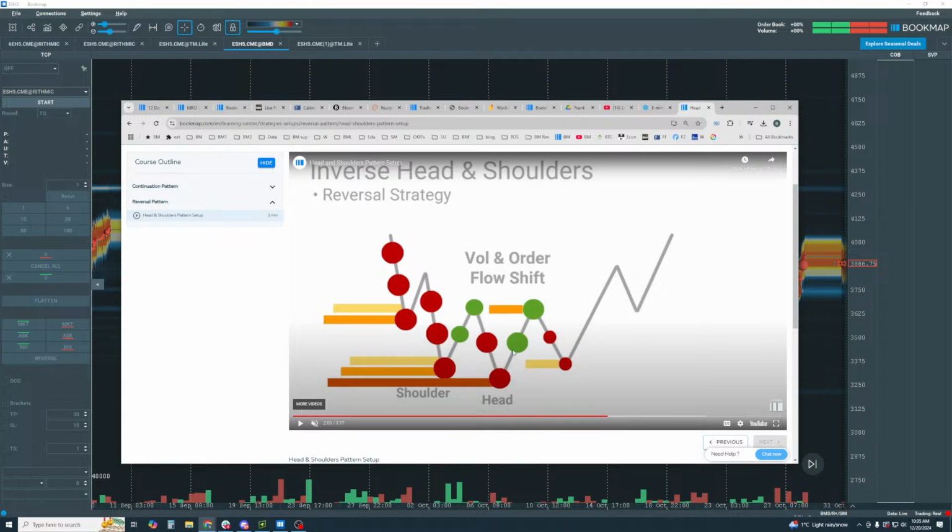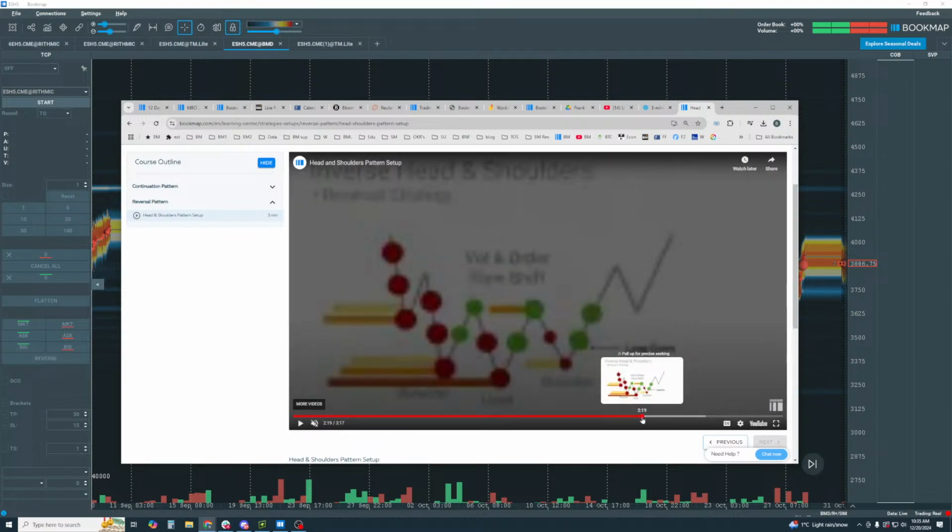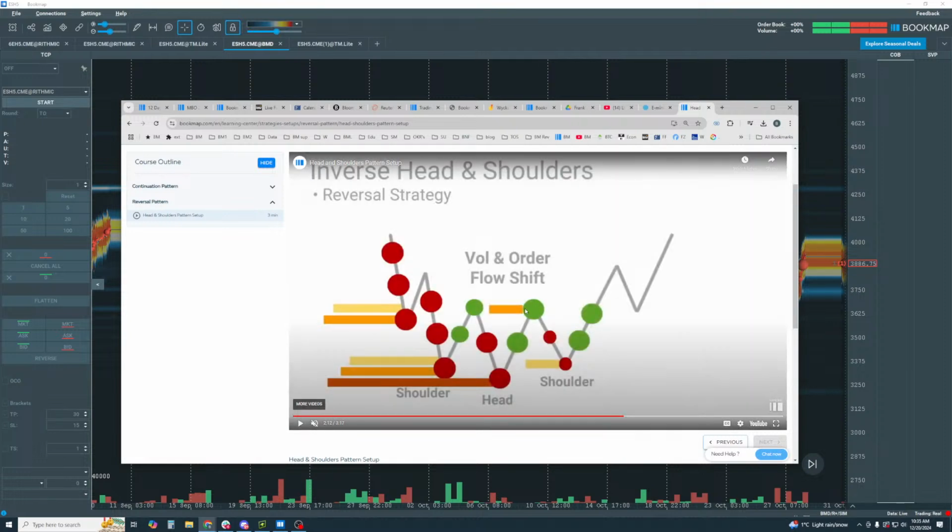Okay, now on this pullback, the pullback's deeper, in fact, and you can see that it trades up into high liquidity on the offer here, and we get a pullback here, but a lot more aggressive buying now coming in. And now on the pullback here, the selling is a lot less than what we saw previously. There can be high liquidity here on the bid at a higher level as well. That's how you get your shoulder, head, and shoulder.